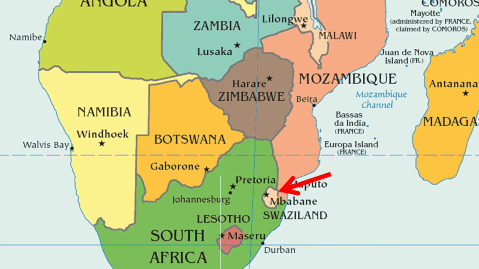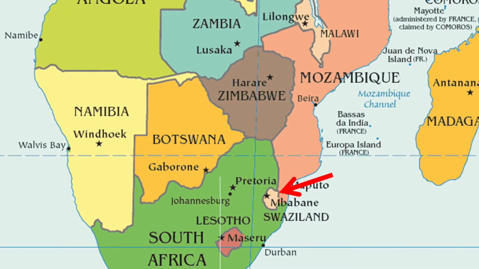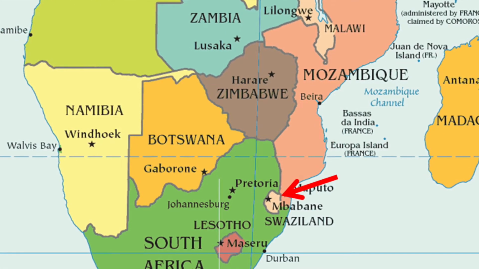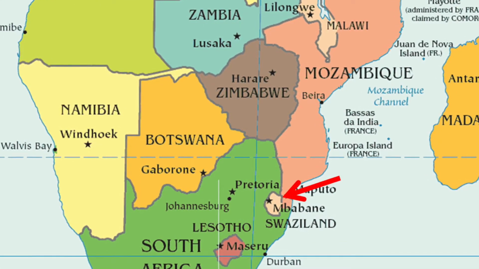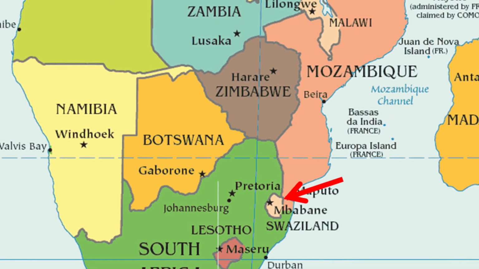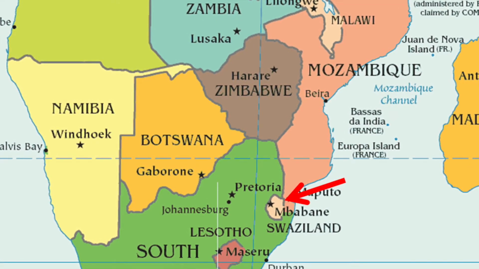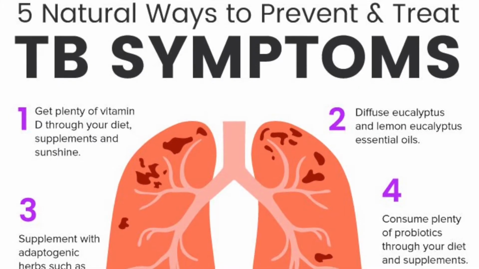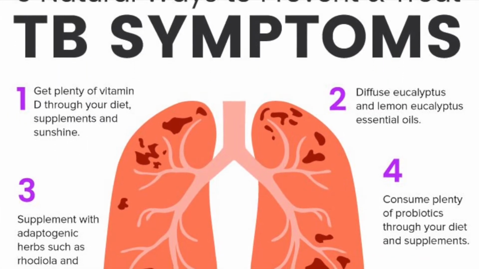In 2009, the CDC reported that Swaziland had the highest rates of multi-drug resistant tuberculosis, with 49.5% of previously treated tuberculosis cases having traces of multi-drug resistance. Furthermore, 15.9% of new cases had traces of multi-drug resistant tuberculosis as well.